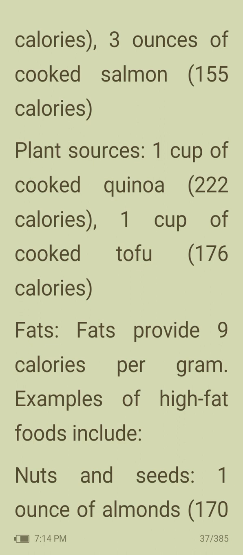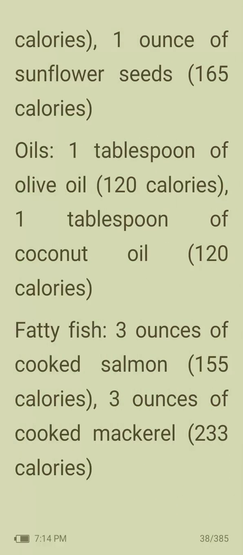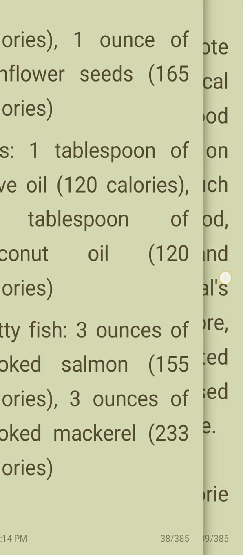Fats provide 9 calories per gram. Examples of high fat foods include nuts and seeds: 1 ounce of almonds, 170 calories. 1 ounce of sunflower seeds, 165 calories. Oils: 1 tablespoon of olive oil, 120 calories. 1 tablespoon of coconut oil, 120 calories. Then fatty fish: 3 ounces of cooked salmon, 155 calories. 3 ounces of cooked mackerel, 233 calories.